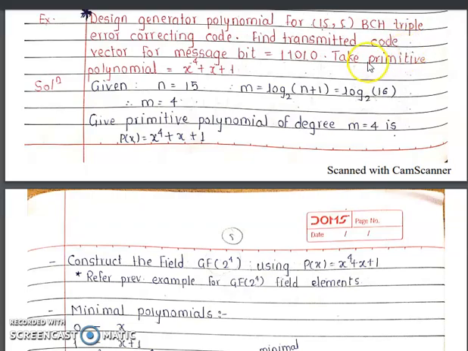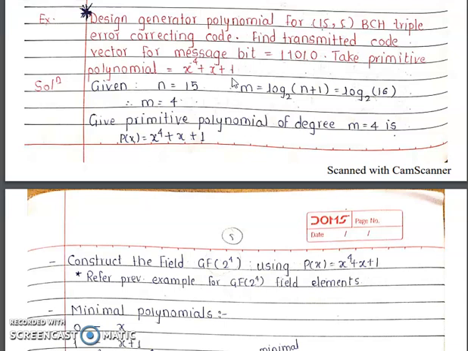Find the transmitted code vector for message bits 11010 and take the primitive polynomial x raised to 4 plus x plus 1. Here the primitive polynomial is already given, n is given, k is given and the message is given.